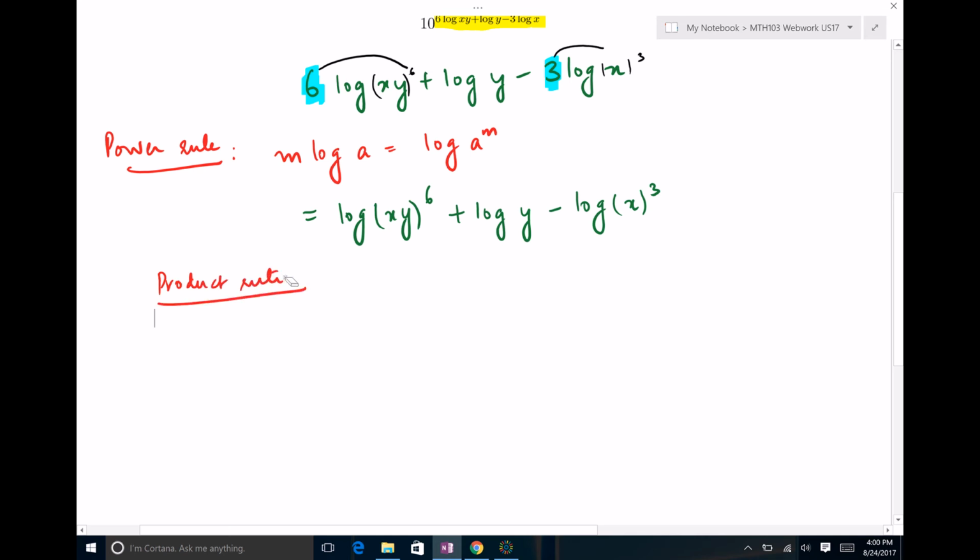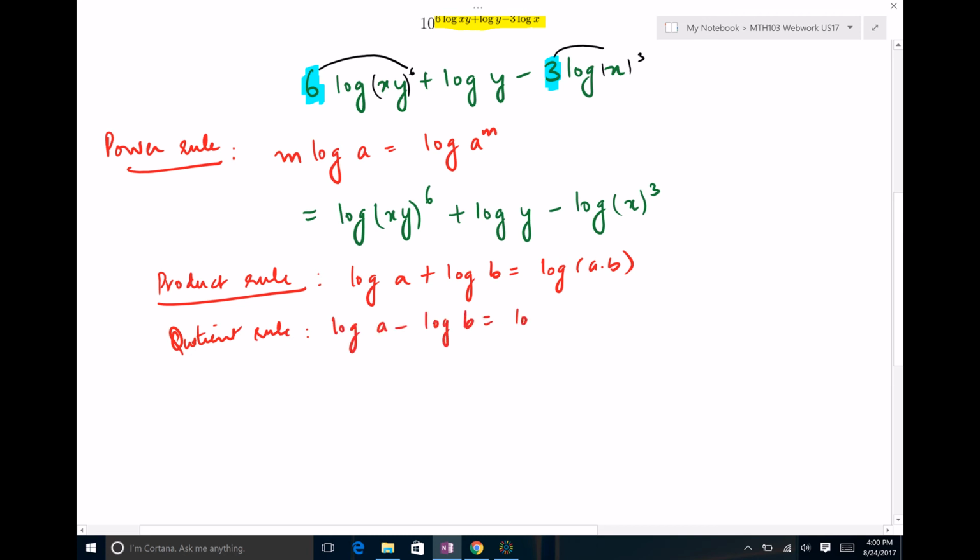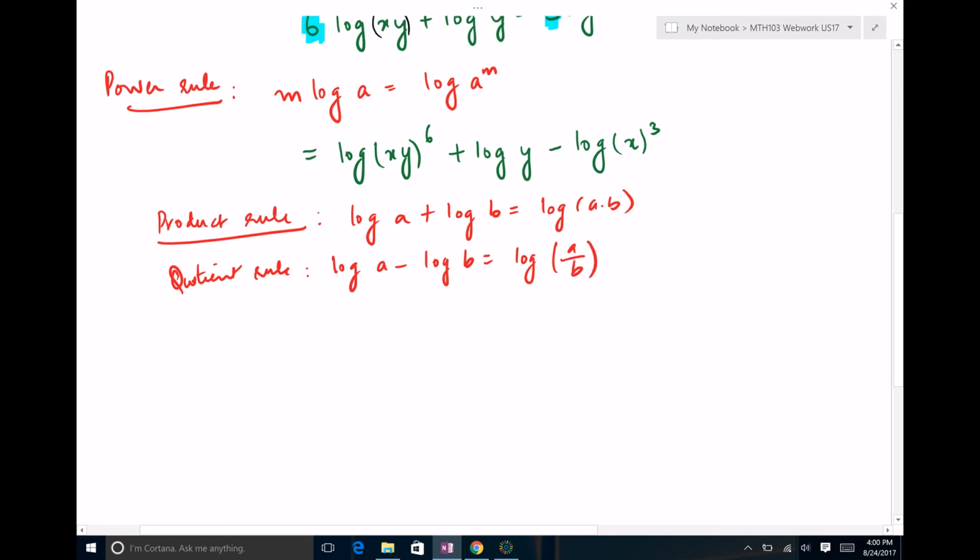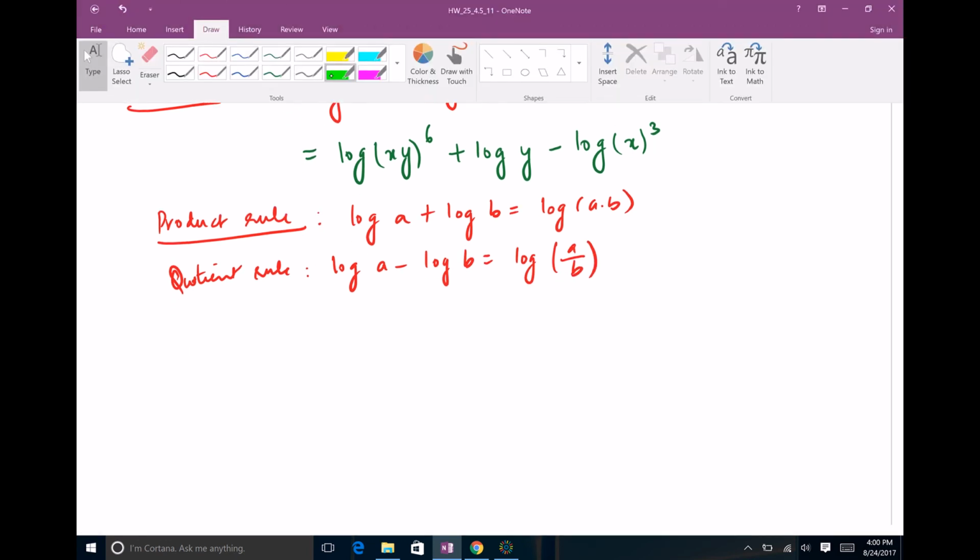So the product rule says that log of a plus log of b is equal to log of a times b, and the quotient rule says that log of a minus log of b is equal to log of a over b. I can apply both in this situation since I have a positive and negative sign both.